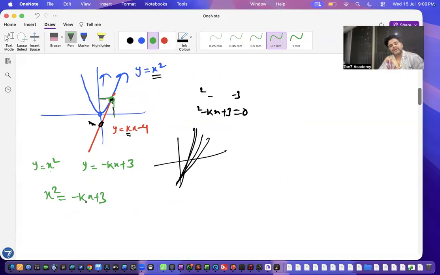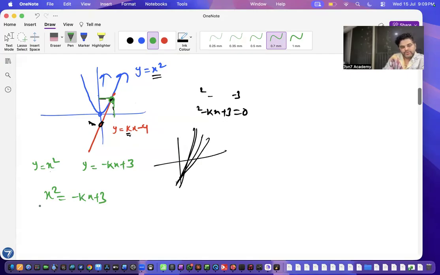Any problem anyone has on that? Hello? No, sir. Okay. So here since the y values are equal, I wrote equal. The audio is not coming through, there is an echo.